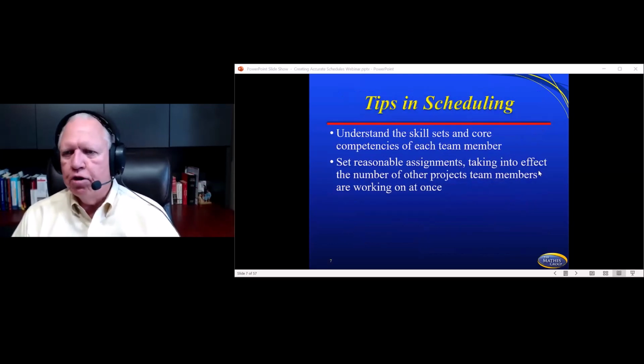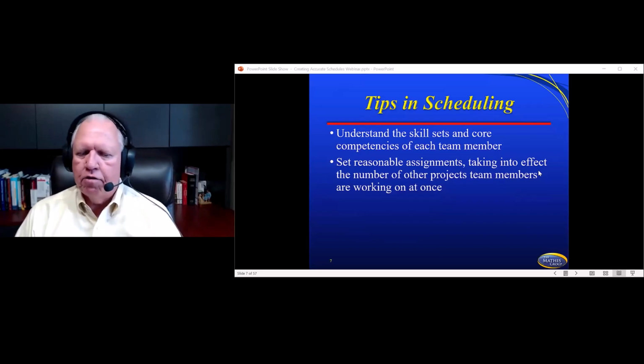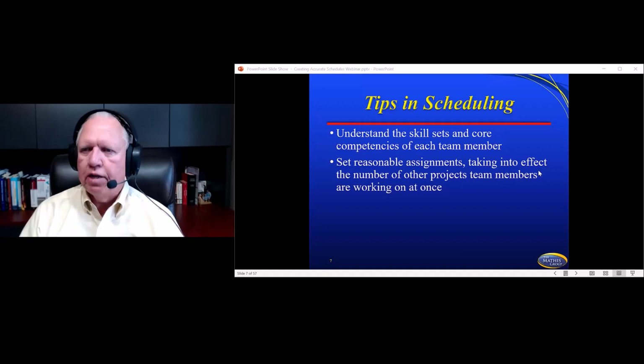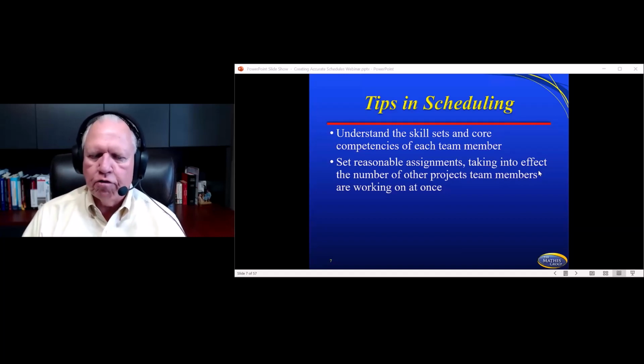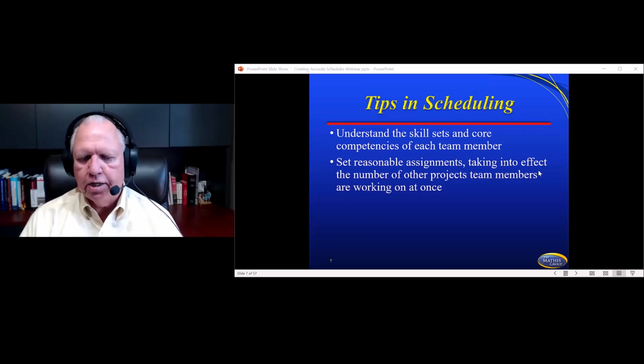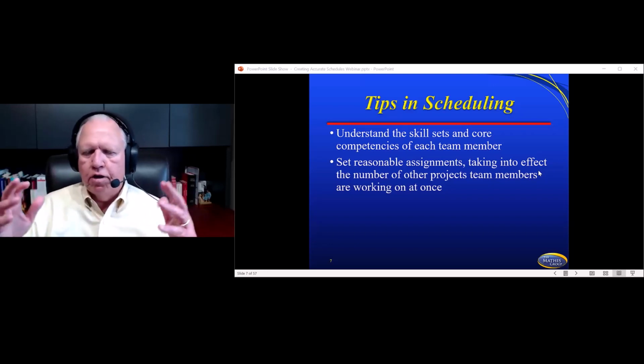So here's another tip for you to consider. Understand the skill sets and the core competencies of your team members. What can they do? What can they not do? What are they developing on? And also set some reasonable assignments, taking into effect the other projects that project team members are working on at once. And so what you're looking at is how many projects. You're trying to balance this thing and make it realistic.